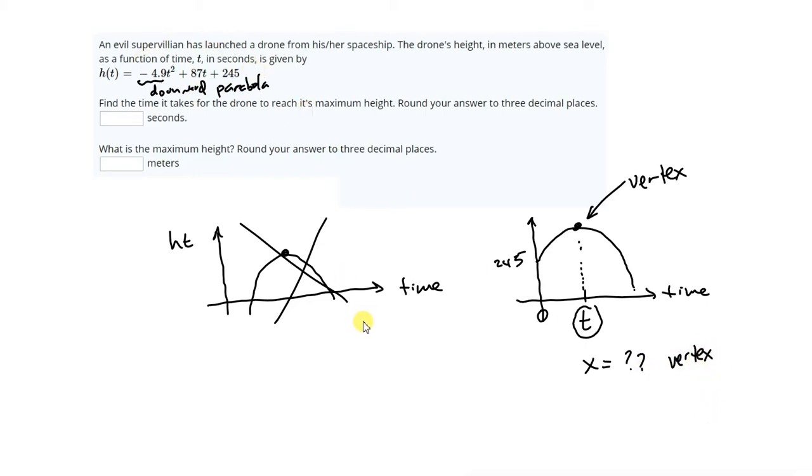What about the actual max height itself? That's the y value of the vertex. Okay, so once you get the x value or t value, the input value, you should be able to plug it back in and get the output value or height. Okay, so this should be a pretty simple problem at this point. If this is not a simple problem, go back and watch part 1 and maybe even also the earlier parts of this part 2 video to help you out. Okay, it's really important stuff. All right, let's go to the next problem.